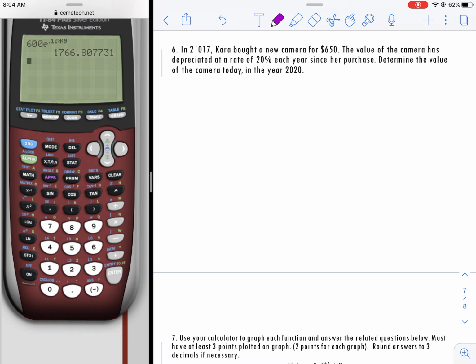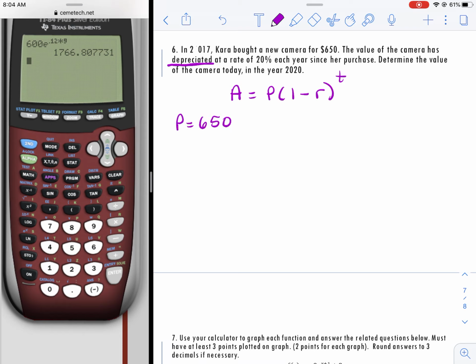Okay, so we don't see the word compound anywhere. If we don't see the word compound, it's just exponential growth or decay. Okay, and in this case, we see the word depreciated, which means the value of the camera is going down. So we're going to use just the general decay formula. Okay, if it was going up, then we would just do 1 plus R, but because the value is going down, we're going to subtract R.